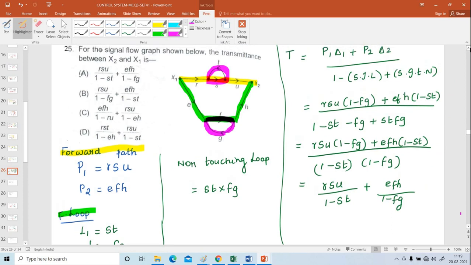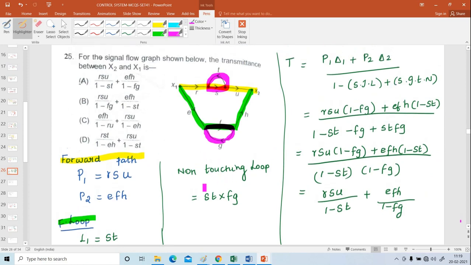And next I am going to find out the non-touching loops. Here both the loops are not touching. Both loops are considered as non-touching loops. Multiplying the gains of these loops, we get the gain of the non-touching loops, ST into FG. And next I am going to find out the transmittance T. P1 delta 1 plus P2 delta 2 divided by 1 minus sum of individual loop gains plus sum of gain products of two non-touching loops.